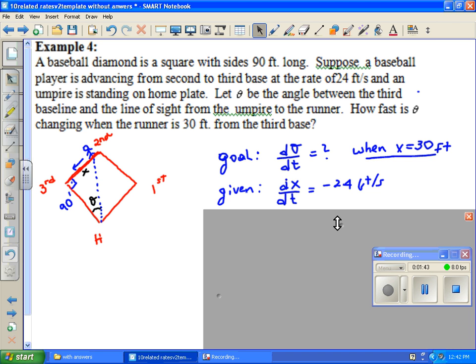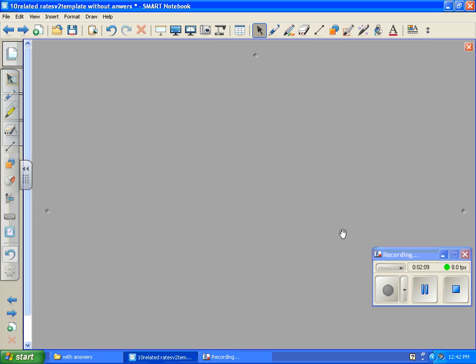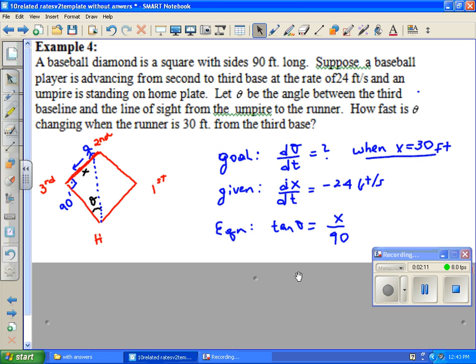And how about an equation that relates all the variables? We have a triangle. We want to include theta and x in our equation, and we also know one side of this triangle is 90. So if you look at the picture, which trig function would be appropriate here? It looks like we know the opposite side of theta, that's the side x. And we also have some information about the adjacent side of theta. And the trig function that relates the opposite to the adjacent side is the tangent function.